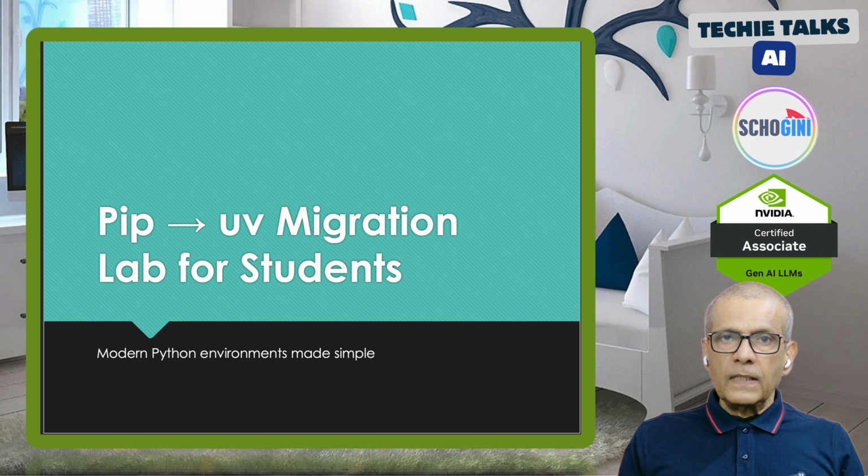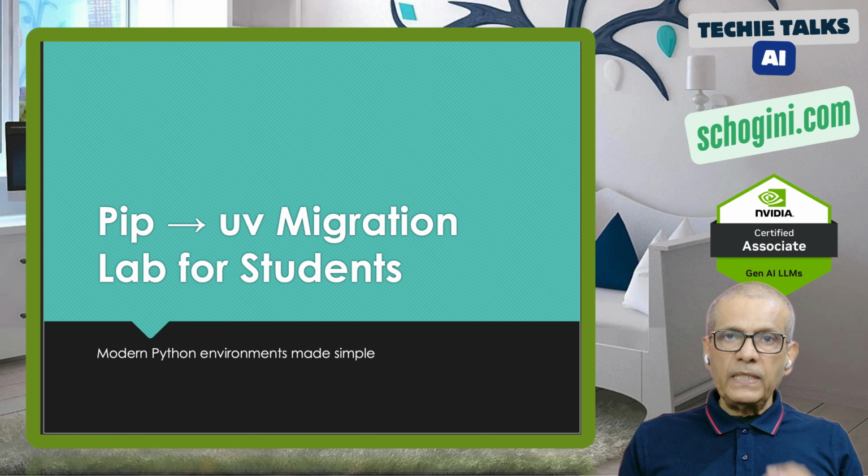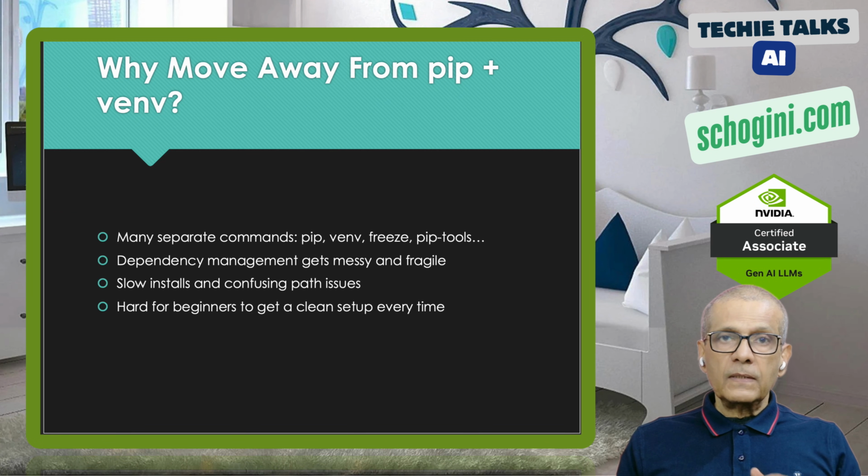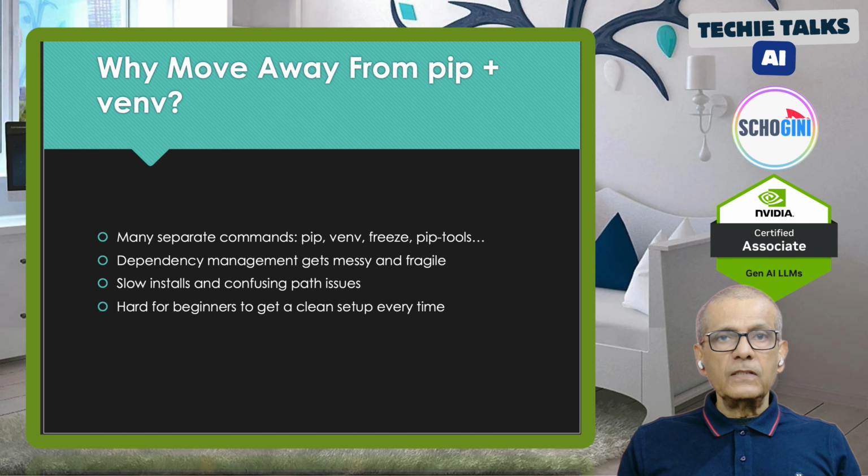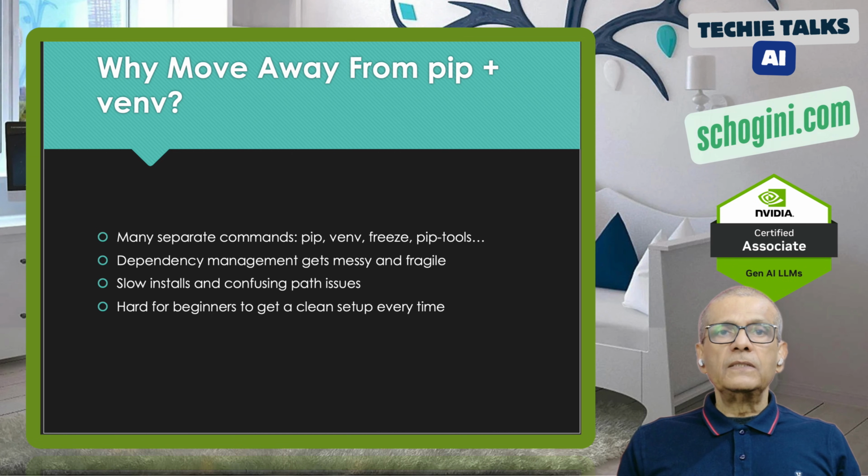This is hands-on. This replaces pip plus venv with one modern tool. UV is the new standard for Python environment management. Fast, clean, no more broken environments. Many tools like pip, python -m venv, pip freeze, pip install, etc. Then dependency conflicts, messy environments, slow and inconsistent installs, hard for beginners. UV solves every one of these issues.